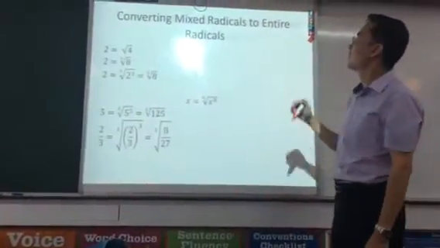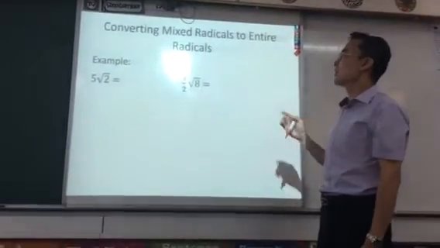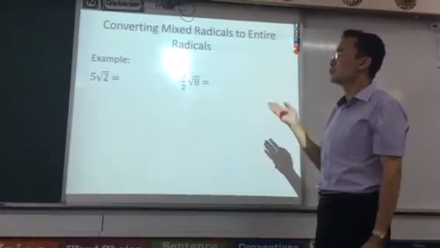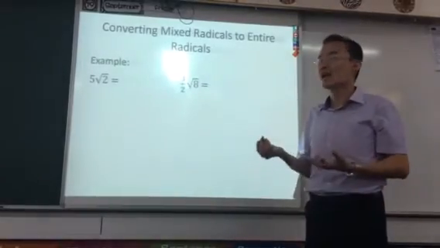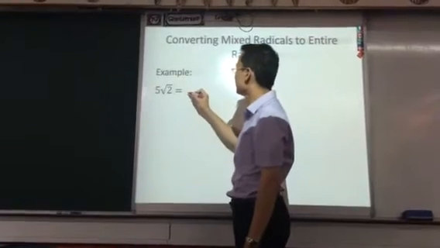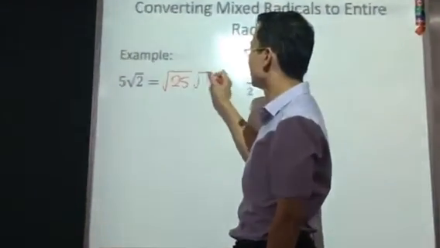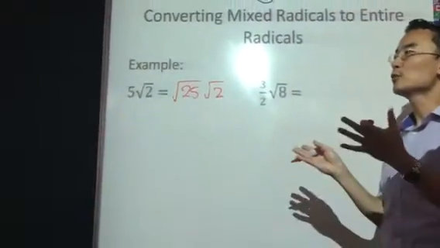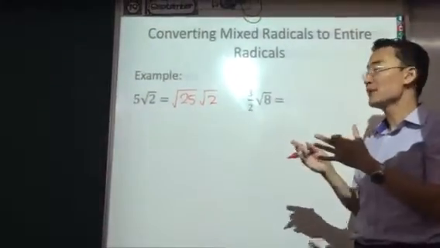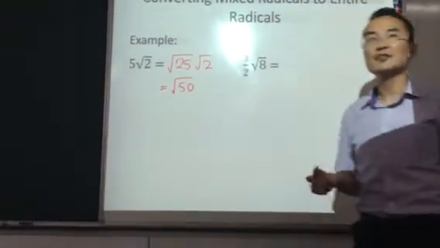Now let's try the example, turning a mixed radical to an entire radical. I want to turn 5 root 2, a mixed radical, into an entire radical. So let's turn a 5 into a radical. 5 into a radical is root 25. And the rule we have is root A times root B becomes root AB, so just combine them. This is how you do it.